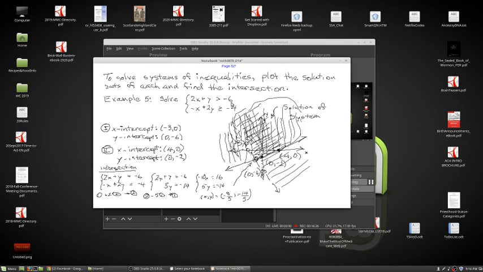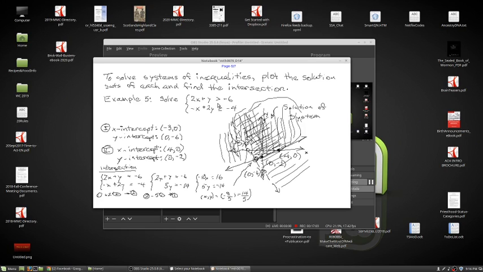Okay, for this first inequality, we plug in a 0 for y to get the x-intercept. That'll have us at 2x is equal to negative 6. Divide by 2, that means that x is negative 3. So our x-intercept is negative 3, 0. To get the y-intercept, we plug in 0 for x, so that'll have us at y is equal to negative 6. So 0, negative 6 is the y-intercept.